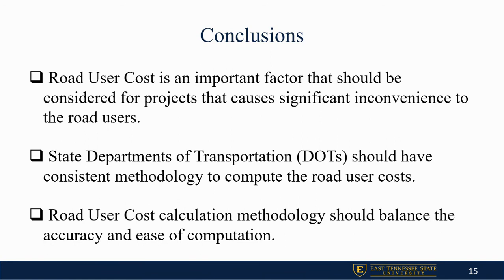So in conclusion, road users cost is an important component that should be considered for projects that cause significant inconvenience to road users while evaluating contracts, bids, or liquidated damages. Also, State Departments of Transportation should have a consistent method which gives the same result in the bidding of a contract. Because if it is not consistent, it could result in disputes and or legal actions because it might be misleading in approving contract bids, as contractors might argue that they would have easily won a bid if the road users cost was consistent. And we know this is a big deal for State Departments of Transportation.